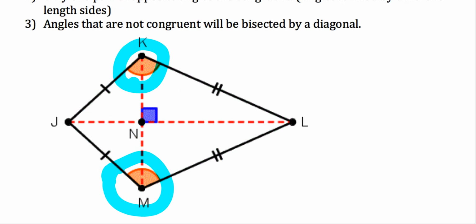You have to realize that the other two angles are bisected here. This angle is the same as this angle. It doesn't mean that they're the same as the other two angles. Here, this angle is the same as this angle.